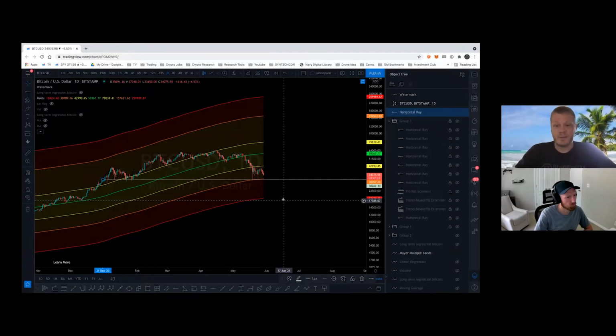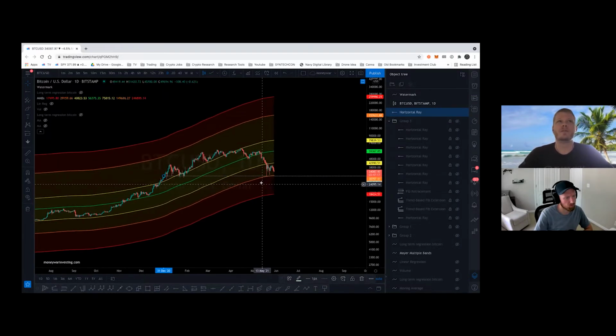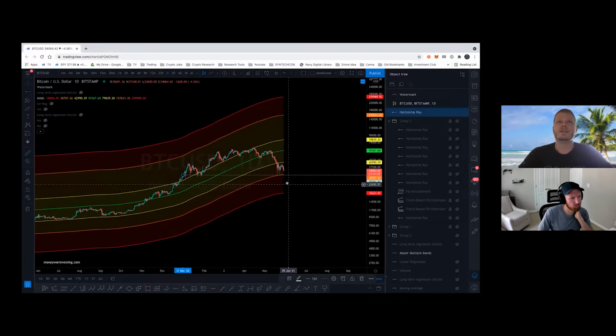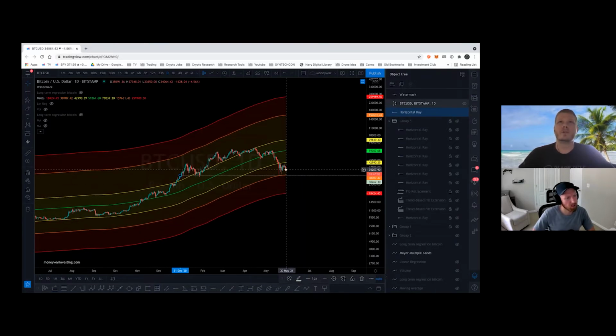I think, technically speaking, on Bitcoin, we would really like to see some support here. But if we do break low, 18 to 20, I think, is our next level. 25 really would be a nice level of support as well. There's no guarantee that we're going to find support here. I don't know how many people utilize this.